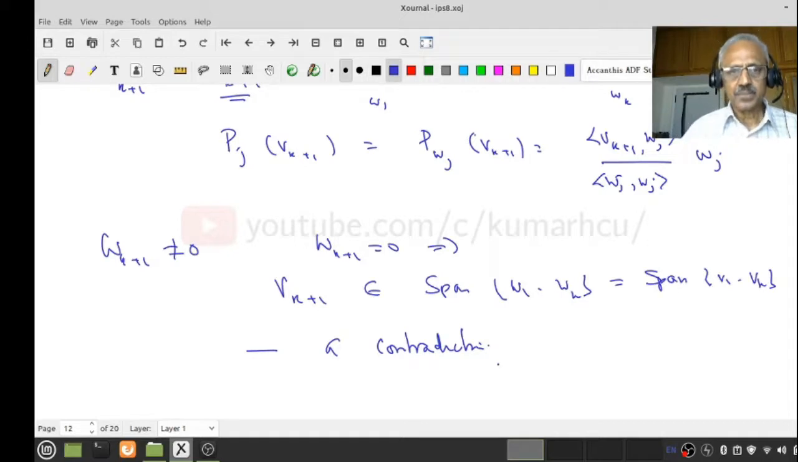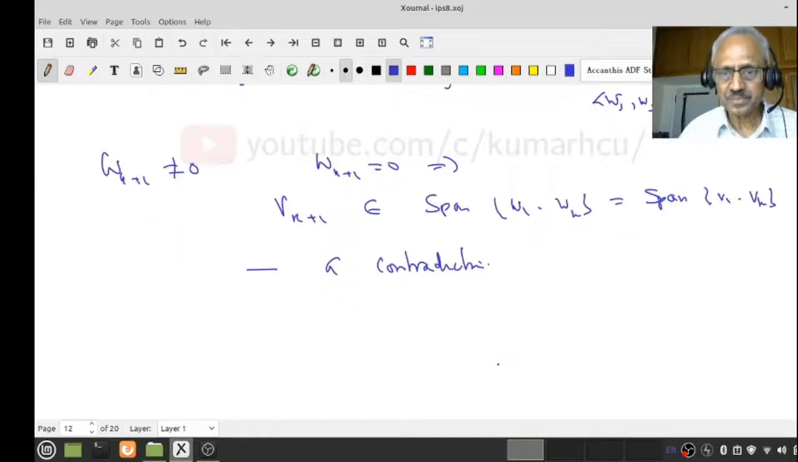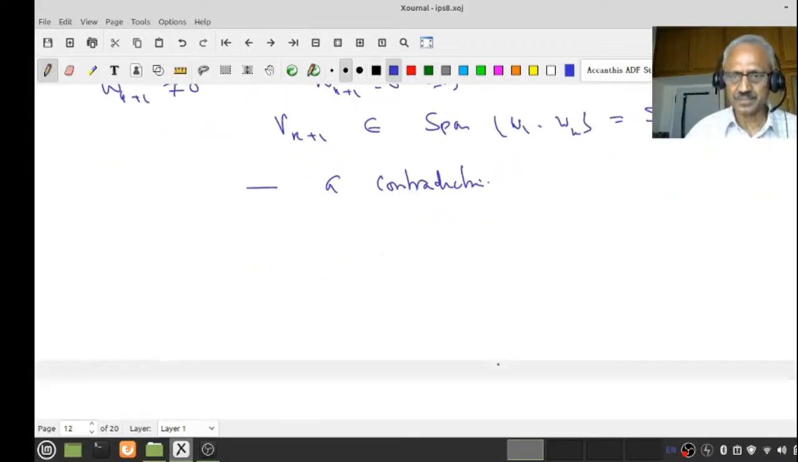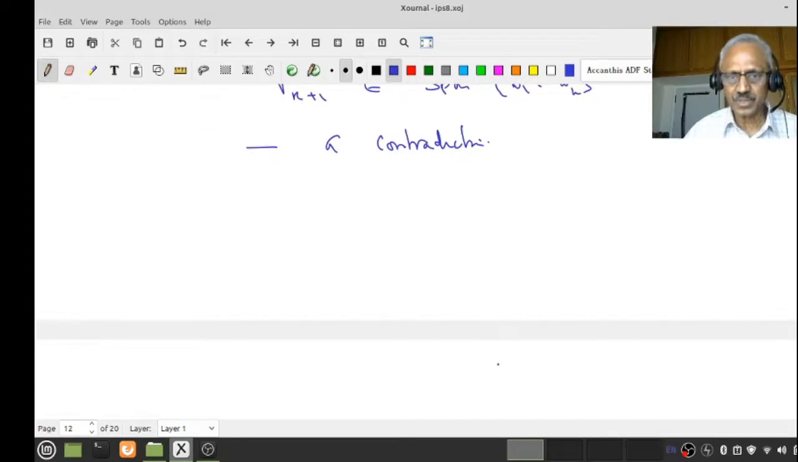Why is it a contradiction? Because v1 to vk is a subset of v1 to vn, which is a linearly independent set. And remember, my k is strictly less than n. Therefore k plus 1 may be at most n. At most, it may even be less. Are you following? Just learn to think. Okay, therefore it's non-zero.